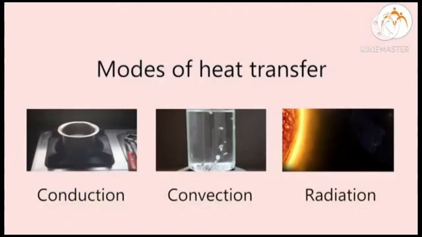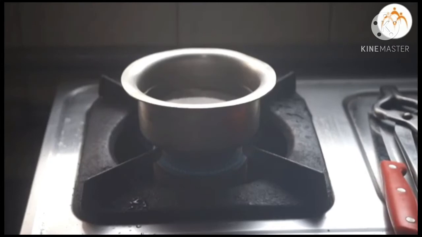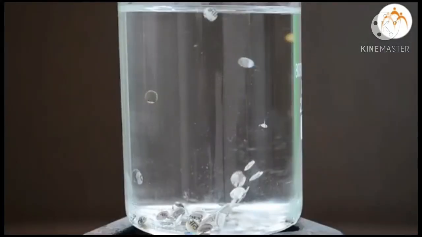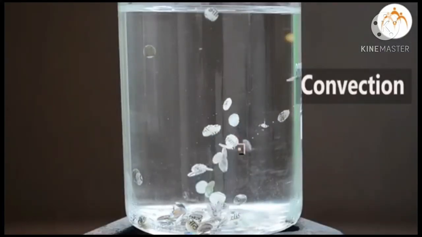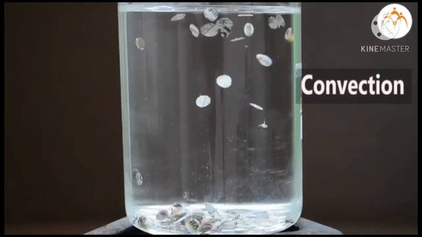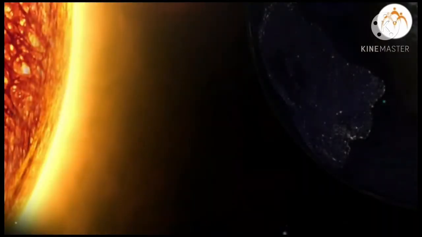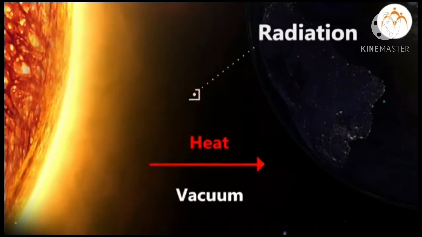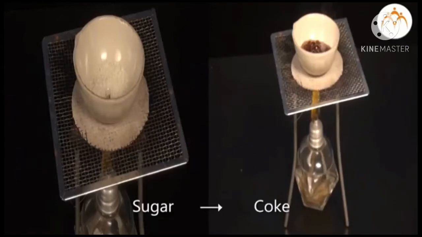There are three ways in which heat is transferred. First one is conduction. Heat is transferred in solids by conduction. Second is convection. Convection takes place in all fluids, liquids and gases. Third one is radiation, which does not need a medium for heat transfer. We also looked at changes in the properties of substances when heat transfer occurs.